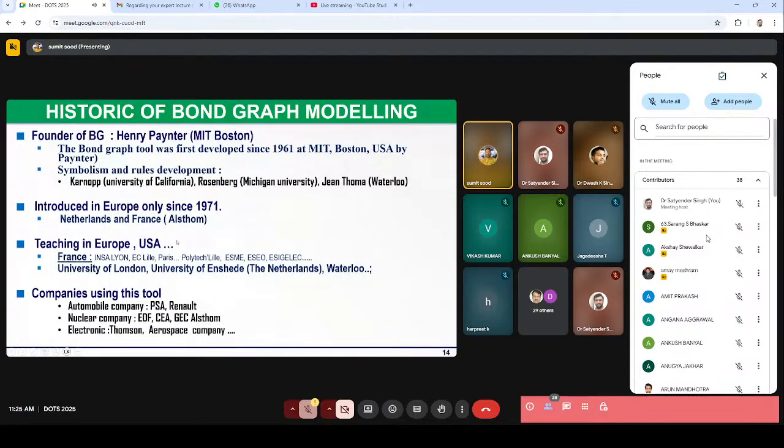If we talk about India, in India also there are different institutes where this tool is being used. For example, in IIT Kharagpur, there is Professor Samantaray, who is a well-known scholar in the bond graph approach. There is a professor in IIT Roorkee, and in Thapar University also, these tools are being used.